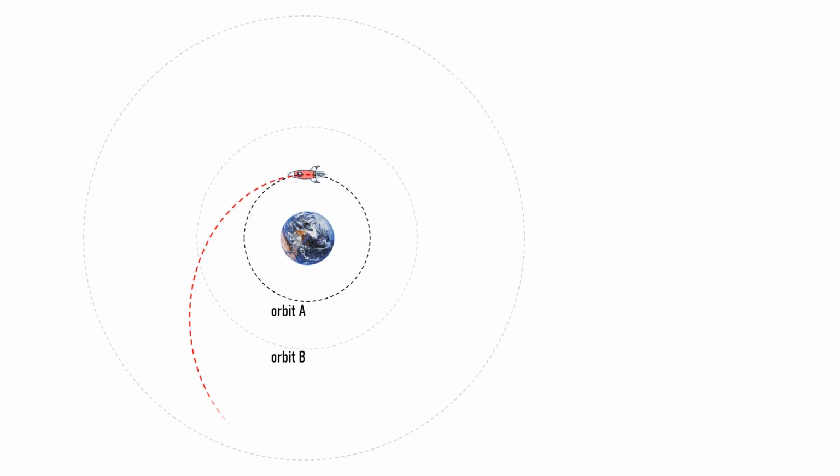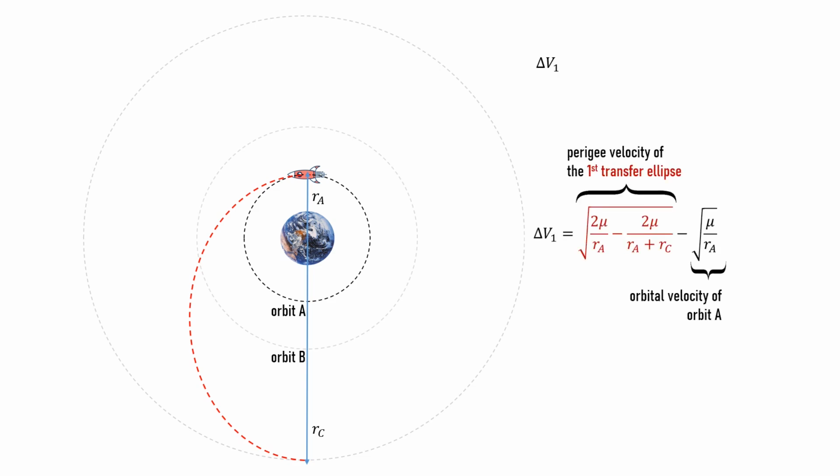Starting from the initial circular orbit A, the first delta V puts the spacecraft on the first elliptical transfer orbit. The magnitude of the required delta V for this impulse is the difference between the perigee velocity of the first ellipse and the orbital velocity of the circular orbit A.